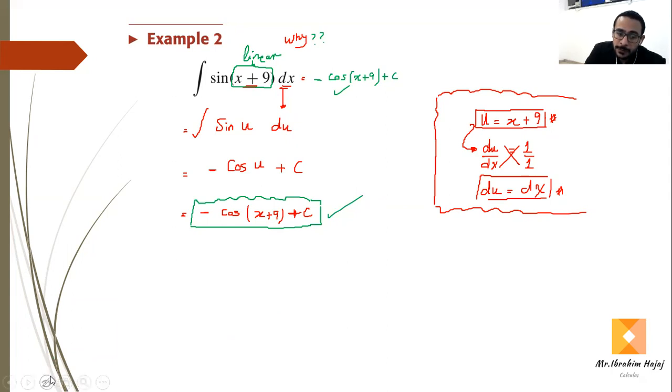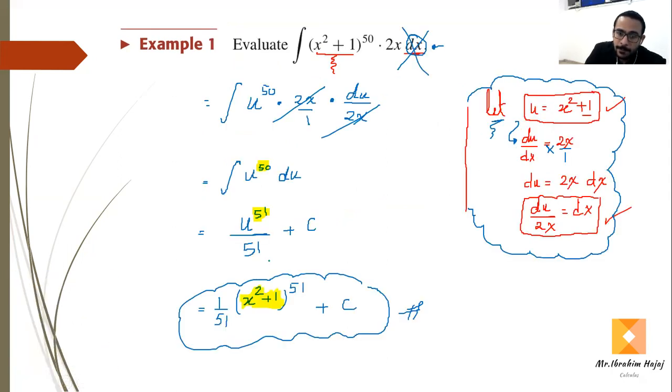Can you go back to the other question? The first one, yes. In the first question, I have a function raised to a power of n, x squared plus 1 raised to a power of 50. For 50 it's hard to expand it, along with multiplying by another function 2x. So here 100% you should use the substitution method, or u substitution method. You have to let what is inside the parentheses, x squared plus 1, be u, and differentiate to find the dx.